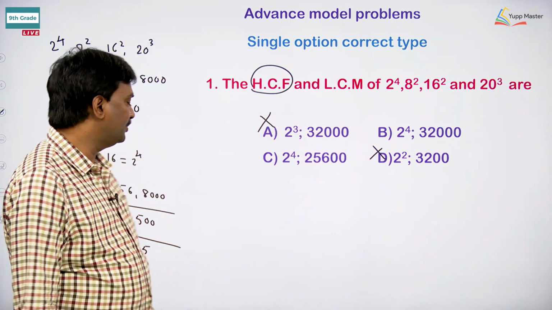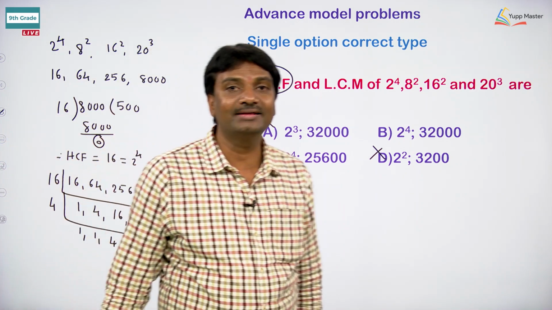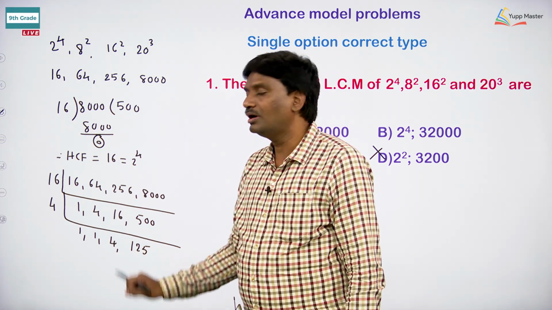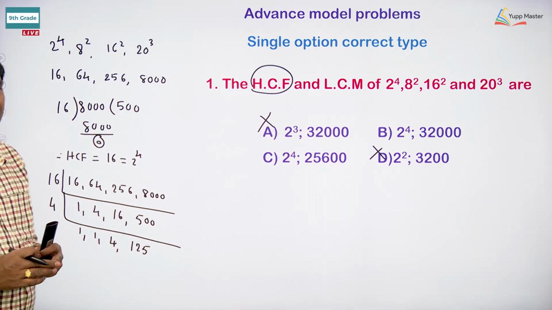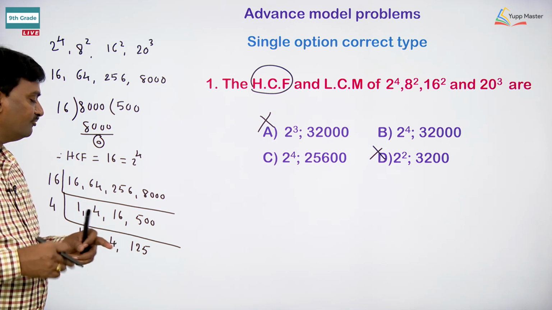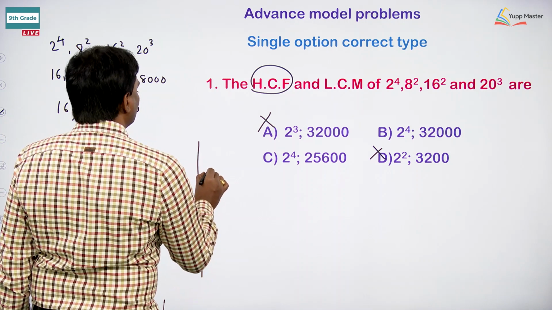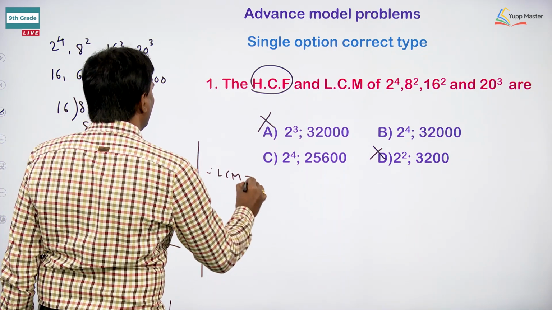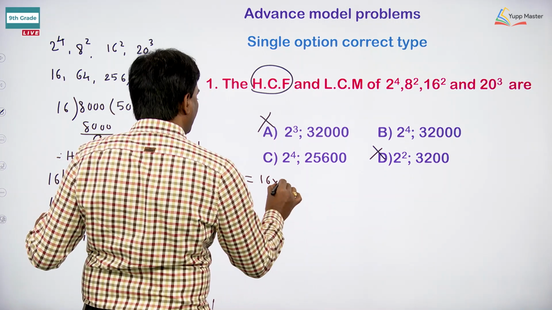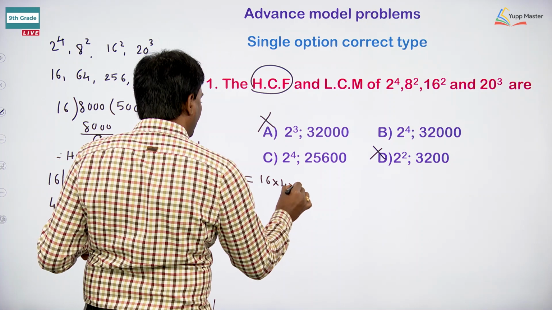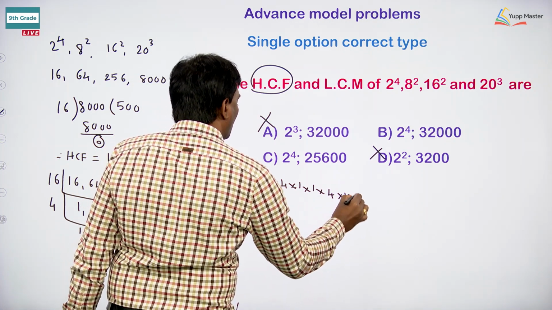If you find the HCF or GCD of 4 comma 125, you will get 1, that is nothing but 4 comma 125 are co-prime integers. So there is no common divisor for both 4 and 125. So therefore LCM equals 16 into 4 into 1 into 1 into 4 into 125.